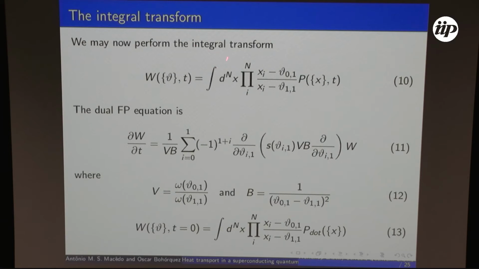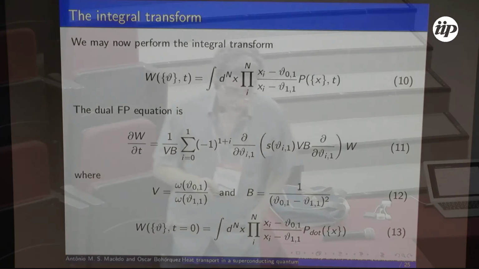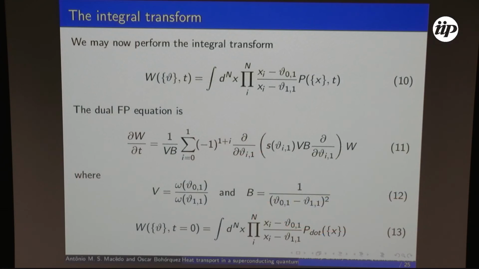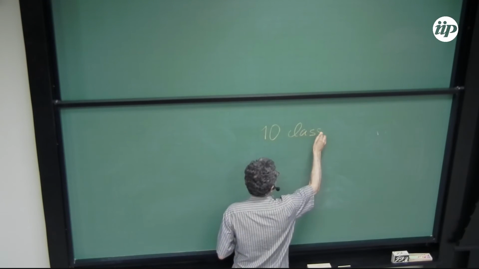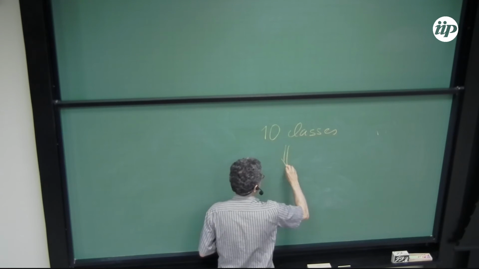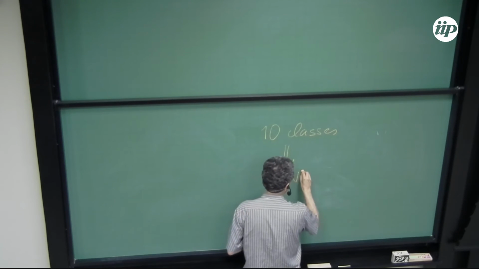The way to do it is to go to the dual space. This is where the nonlinear sigma, the one-dimensional supersymmetric nonlinear sigma model lies. And there is one interesting thing here. Mind you, we have 10 classes, okay? 10 classes. This gives you 10 nonlinear sigma models.